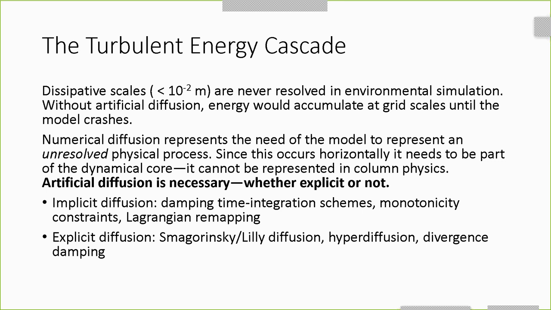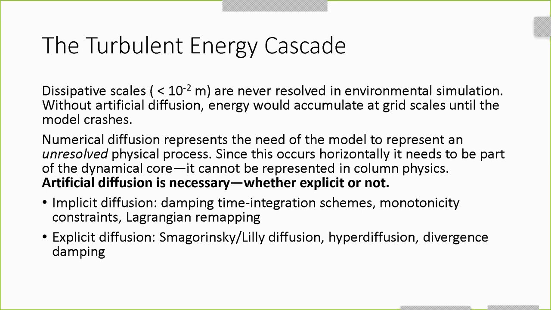And if you don't have a way of getting rid of that, then that energy is going to keep accumulating in those grid scales until it gets larger and larger. The noise is going to dominate your solution, and it's going to grow into a crash if you run long enough. The way that we take care of that is we introduce numerical diffusion. We introduce artificial diffusion to remove those grid scale modes. That numerical diffusion, as clumsy as it can be sometimes, as undesirable as it can be at other times, is representing an unresolved physical process.